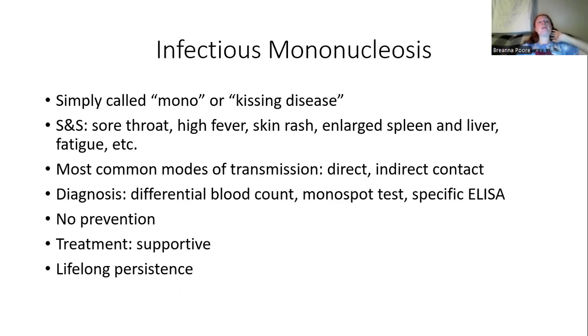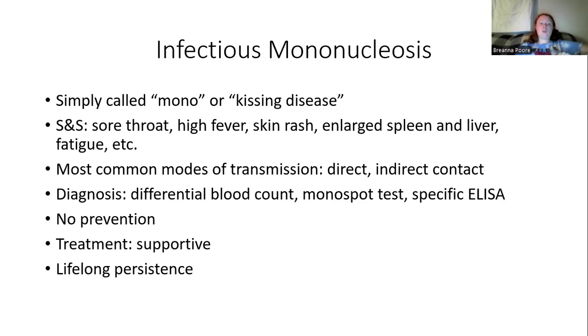Infectious mononucleosis, also called mono or the kissing disease. Signs and symptoms include sore throat, high fever, skin rash, in some cases an enlarged spleen and liver, fatigue, mouth sores, bad breath. So, the most common modes of transmission are direct and indirect contact.